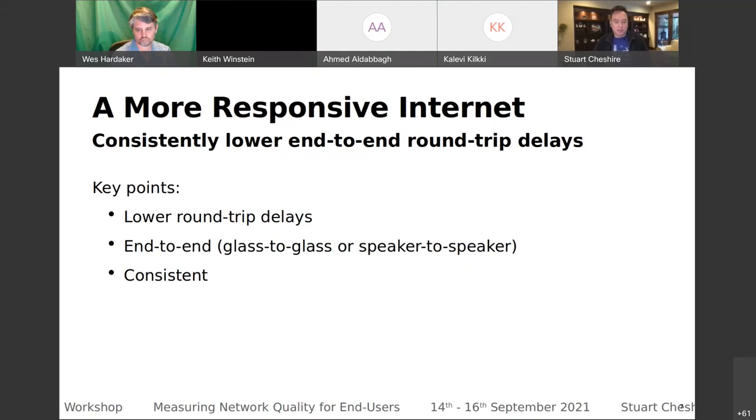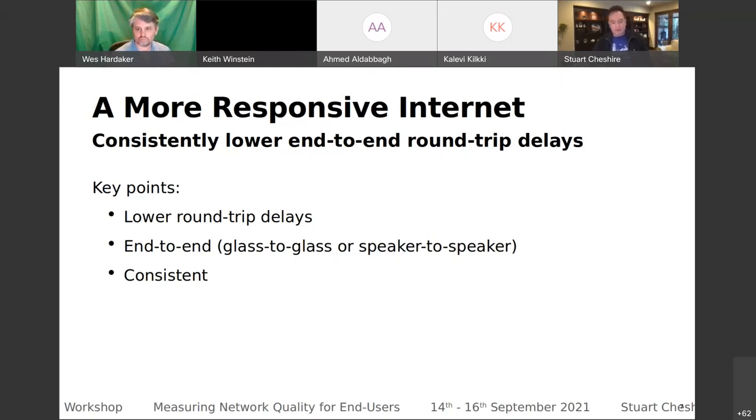So I want us to keep our focus on what's important for end users. And that's what people sometimes call glass to glass or speaker to speaker round trip time. If we're talking and you ask me a question and I hear you and I respond, the important question is, how long does it take for you to hear my reply? Where we find delays in the network, we should fix those. And that's what the IETF works on. But where we find delays in end systems as well, in microphones, in cameras, encoding delays, display delays, we should work on fixing those too. So my goal is not to scapegoat the network and blame everything on the network. My goal is to get better end user experience.